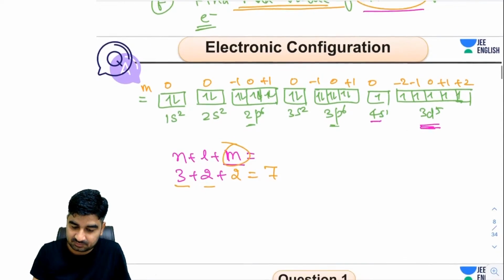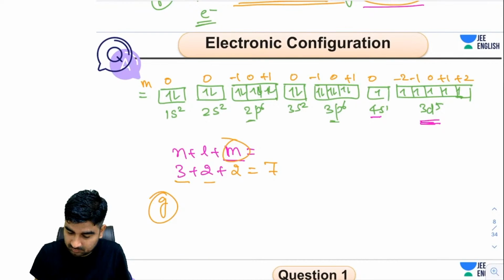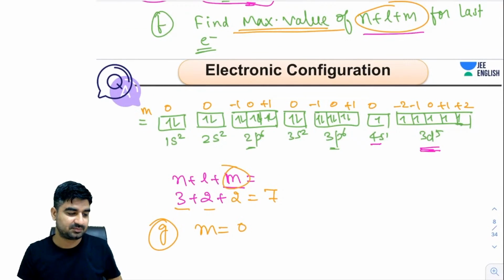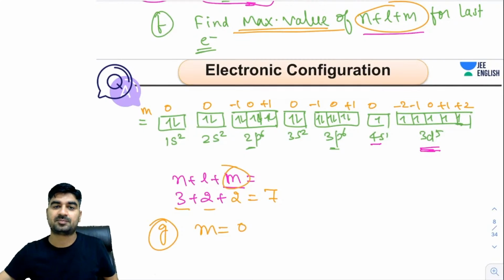Next. Now m is equal to 0. Only m is equal to 0. Tell me.